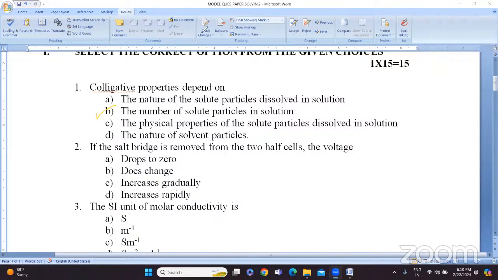What is the main function of the salt bridge? It will maintain the electrical neutrality.